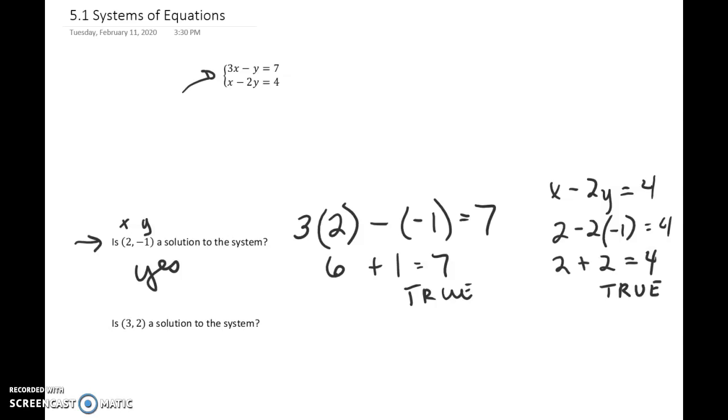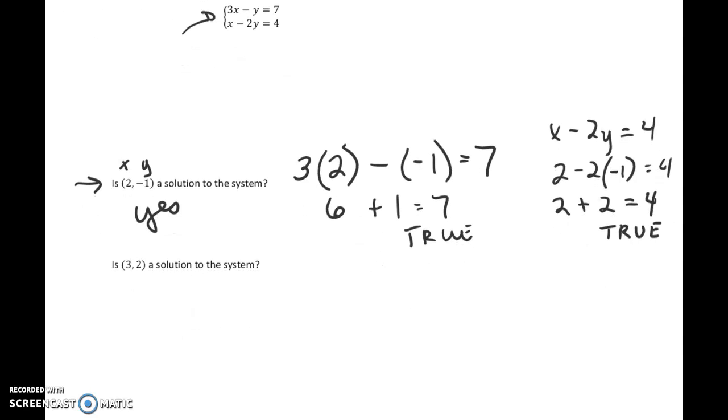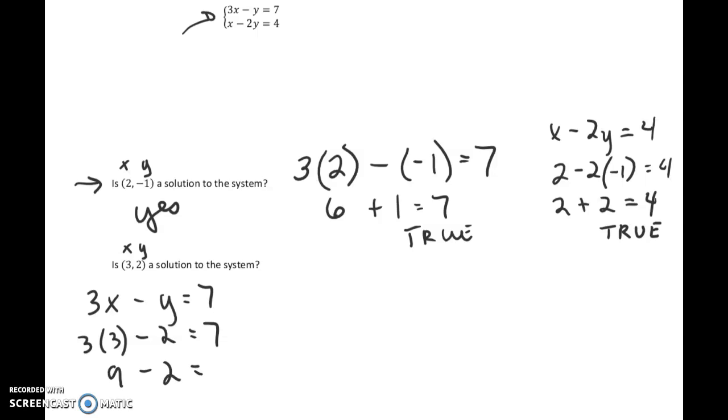Now they ask us, is 3, 2 a solution to the system? Well, we're going to do the same thing. This time x is 3 and y is 2. So take the first equation, 3x minus y equals 7. And we're going to put in 3 for x and 2 for y, and we'll see if we get a true statement. We get 9 minus 2. Does that equal 7? Yes. So it works for that one. Or I guess I should say true like we did on the other ones.